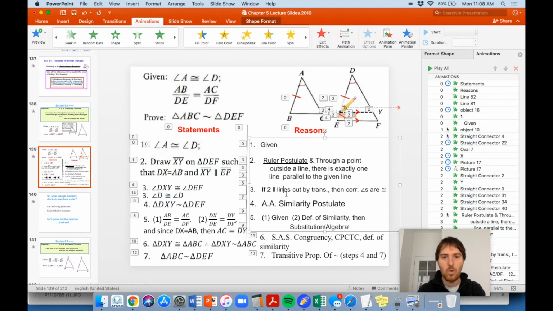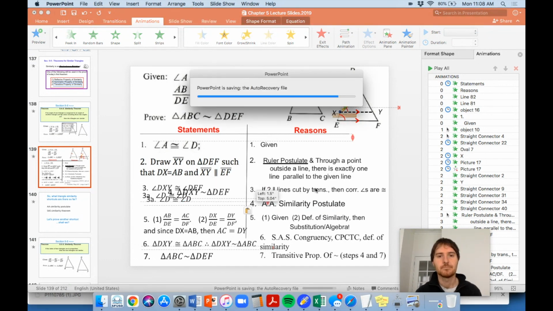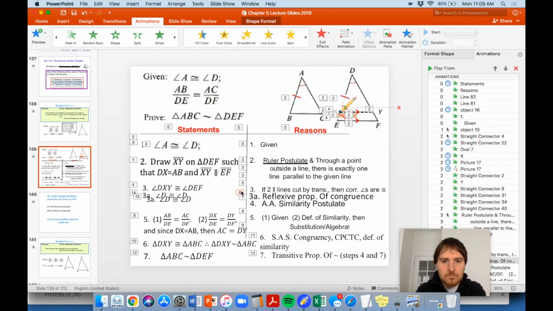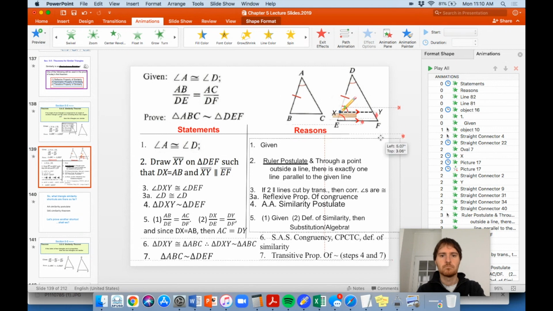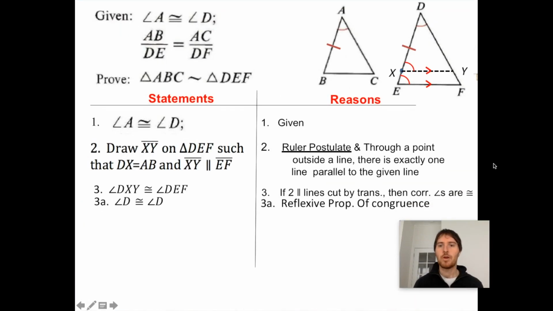Because here I just had one, and you're just like, Mr. Ford, why are you doing this? 3A, and it's here. Ugh, what a mess. Okay, so this is messy.